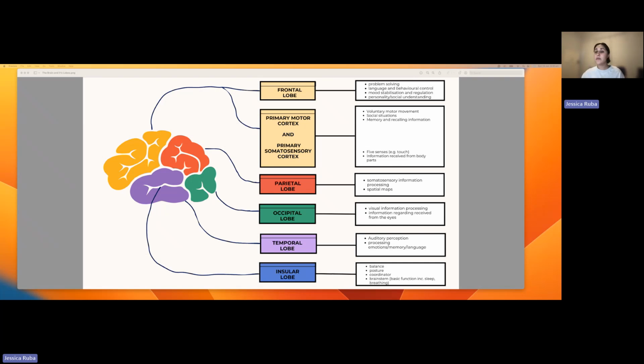The first one, the frontal lobe, is the biggest lobe in our brain. It focuses on a lot of the main functions required for our body to continue moving and to continue working. So it focuses on problem solving, language and behavioral control, mood stabilization, emotional regulation. It's also believed to be where our personality resides and is developed. So everything that makes us who we are, an individual, resides in this part of the brain.